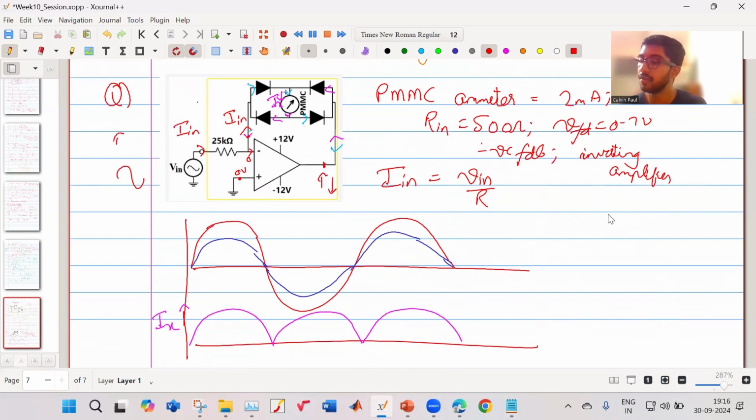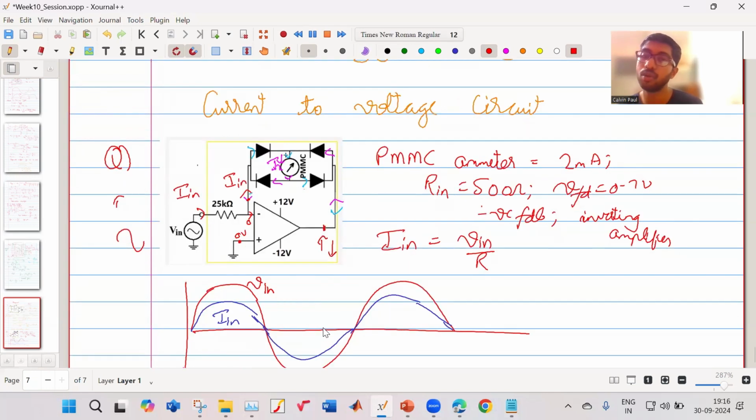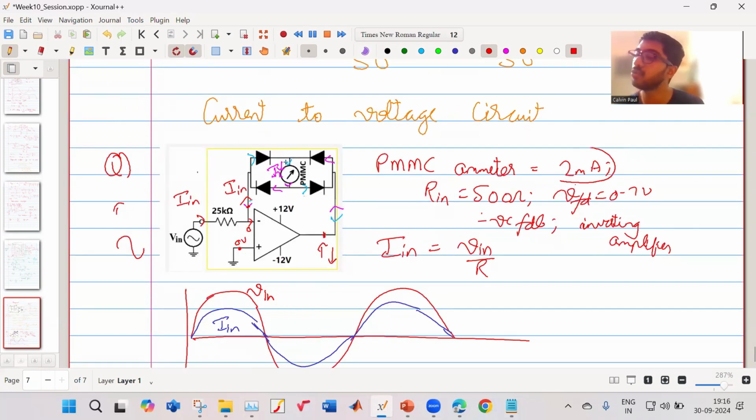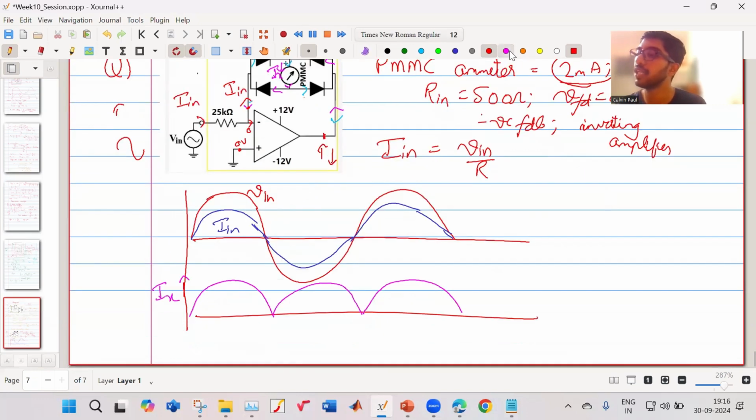So now my input current is given by V in by R. So this is my I in, and the red one is my V in, and the purple one is my Ix. They are told that a PMMC ammeter reads 2 milliampere. What is this 2 milliampere? That is the average value of this. Let us say this is my I peak.